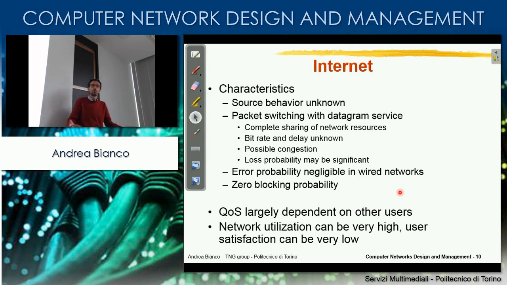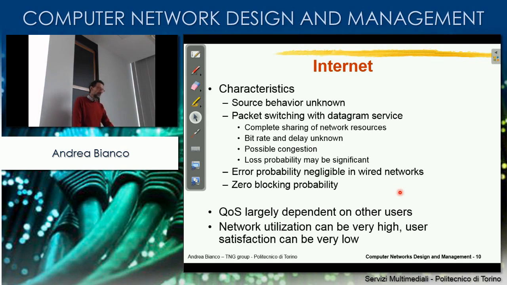So it's completely unknown. So you may have congestion, right? Because you may have excess of traffic depending on user behavior, on routing policies, on many, many things. And of course, as a consequence, you may have losses. They may be negligible, but it may become very significant if you have a strong congestion scenario. Okay? So it's a completely uncontrolled network in which basically the user satisfaction can be very low, it's depending on everybody else, but on the positive side, you have a very high network utilization.